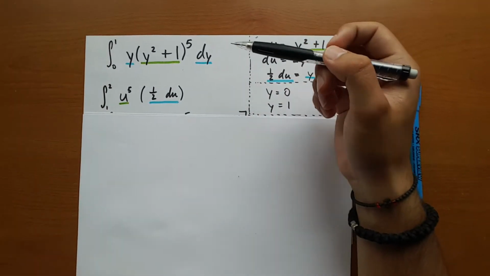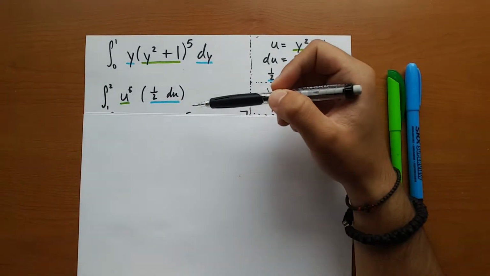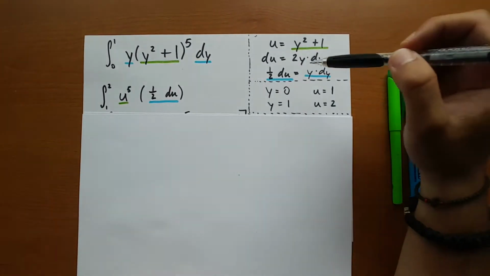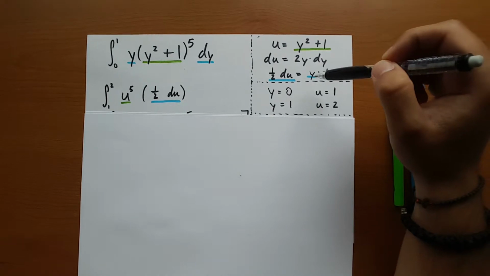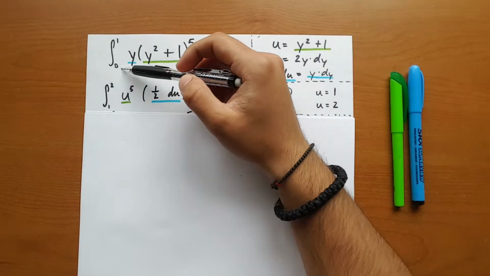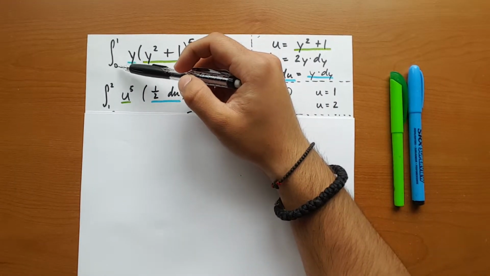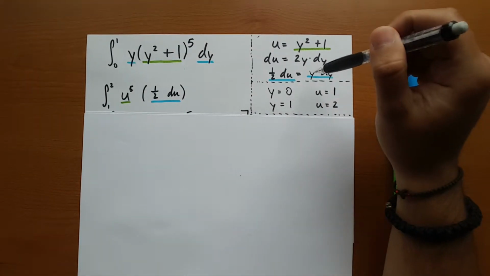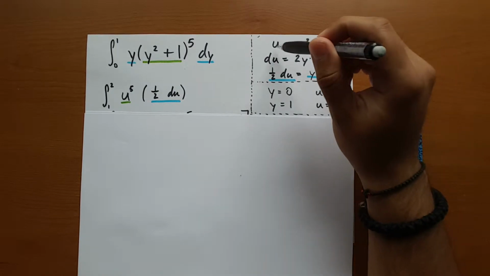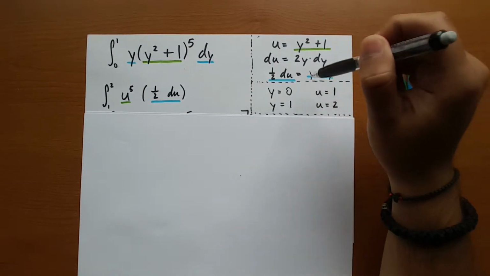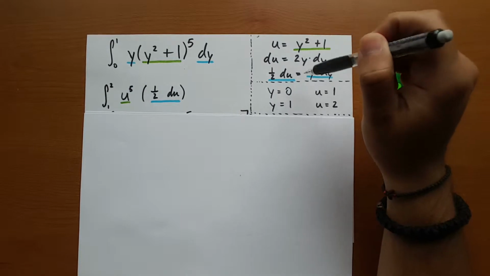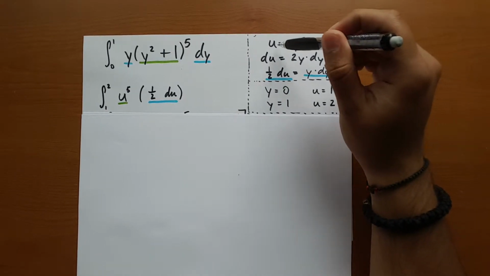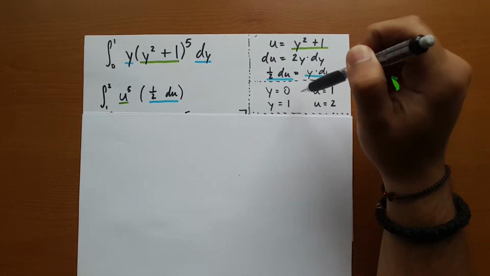But when we go to that next step, we have to change our bounds because it's not in terms of y, it's in terms of u. So to do this, all you need to do is see where your bound starts. So it's y equals 0. All we have to do is plug it back into u equals y squared plus 1. So 0 squared is 0, plus 1. So in this case, u would equal 1 when y equals 0.